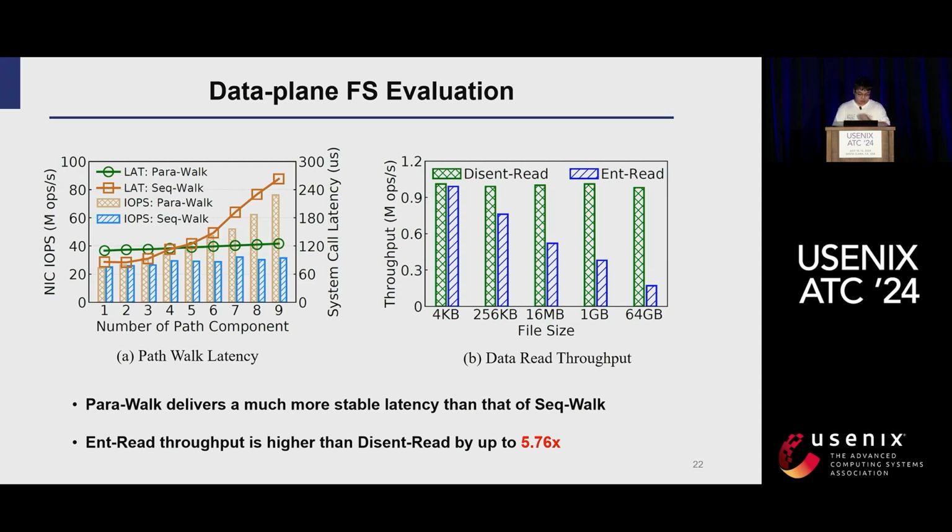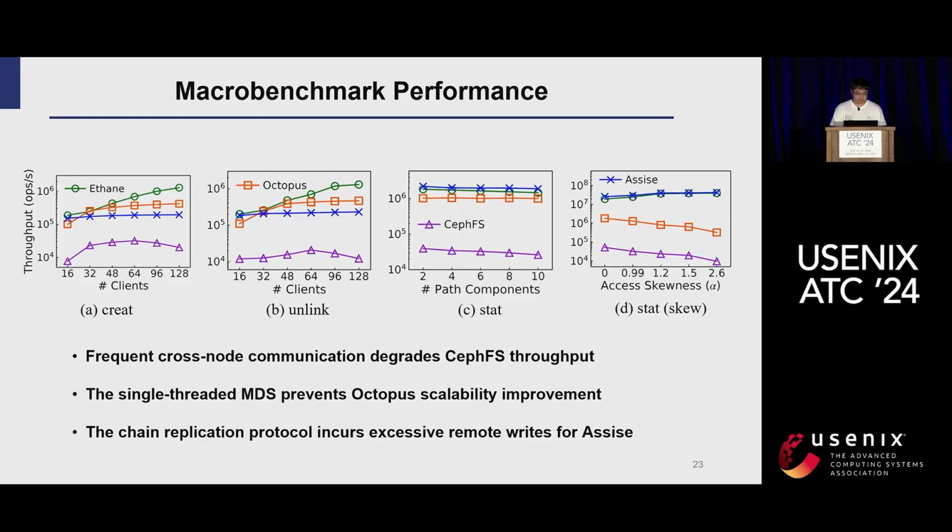It shows our path walk design delivers a much more stable latency than that of sequential path walk. The data read throughput is up to 5.7 times higher than the traditional data read. It shows that our data read fully utilizes the large aggregated bandwidth.